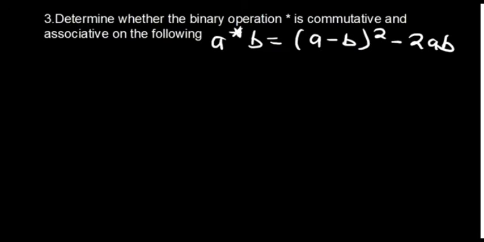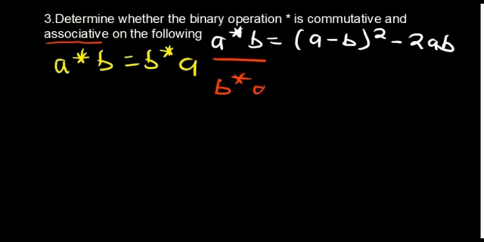Question 3. Determine whether the binary operation star is commutative and associative in the following case. Okay. Without wasting much of our time, A star B must be equivalent to B star A if a binary operation is commutative. In this case we are also asked to show whether it is associative. So let's start with the commutative. We've talked about it in the first two questions. You can pause the video and try it out. Okay. So our A star B has been given. How about our B star A?